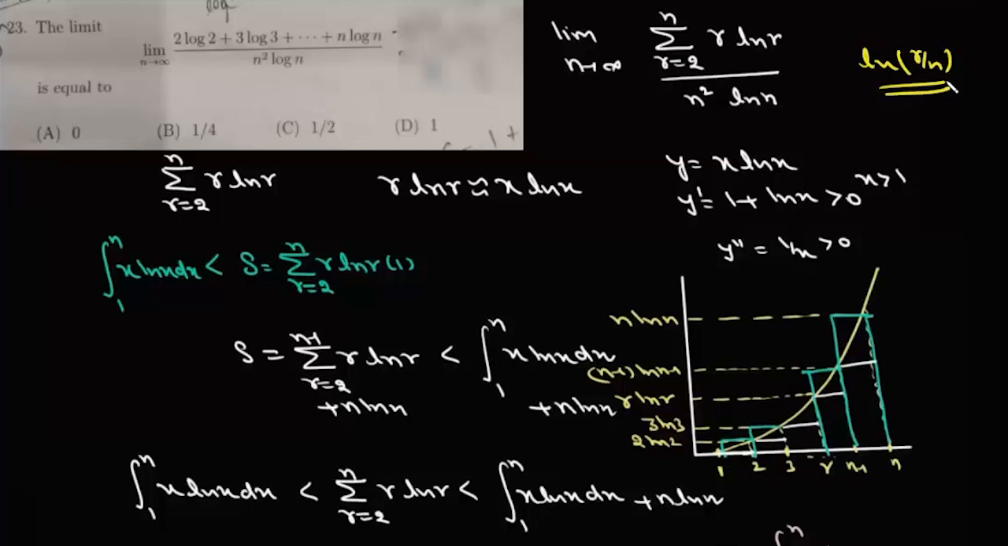Now we have this summation r varies from 2 to n of r log r, and what we'll try to do is we'll try and change it into the integration of x log x.